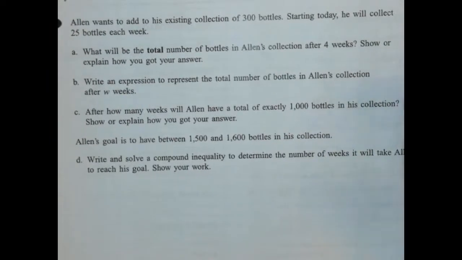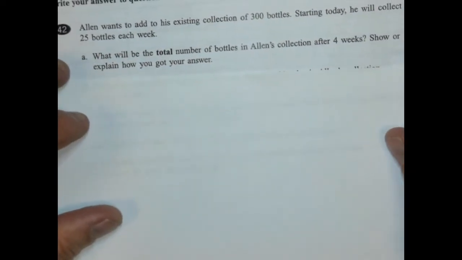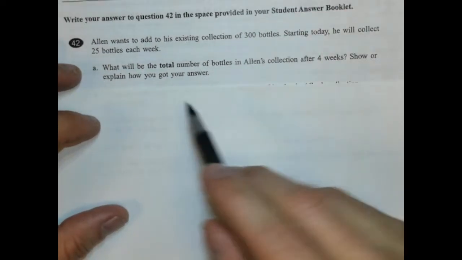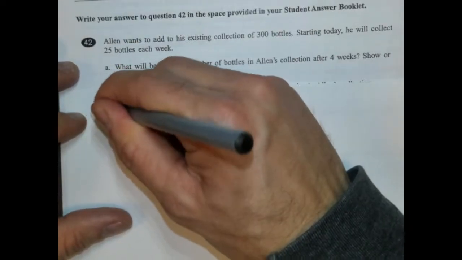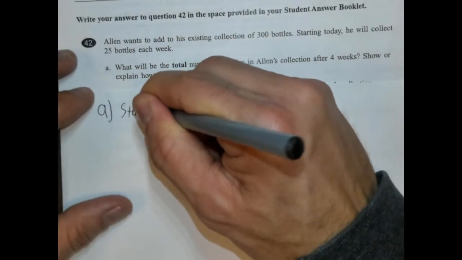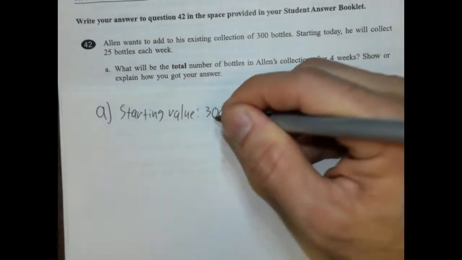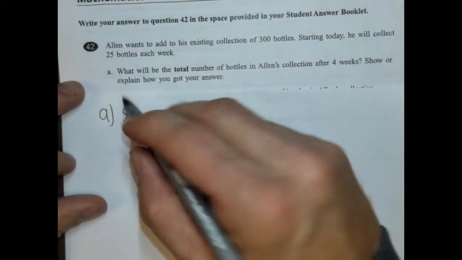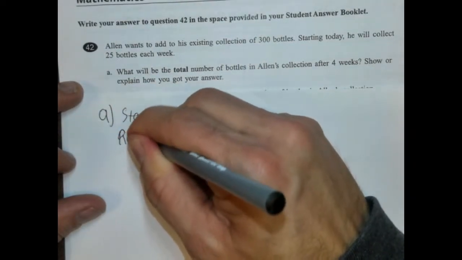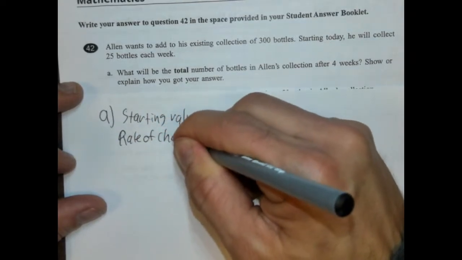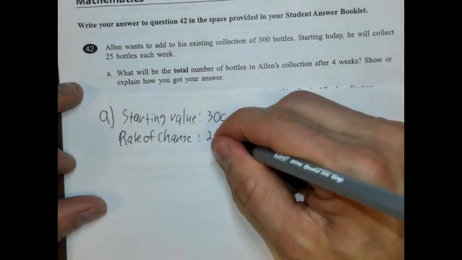Alan wants to add to his existing collection of 300 bottles. Starting today, he'll collect 25 bottles each week. What is the total number of bottles in Alan's collection after 4 weeks? So this is a linear equation problem, a linear function. It starts with 300, so the starting value is 300. And the rate of change is how much? 25? Yeah. It's going up by 25 per week.